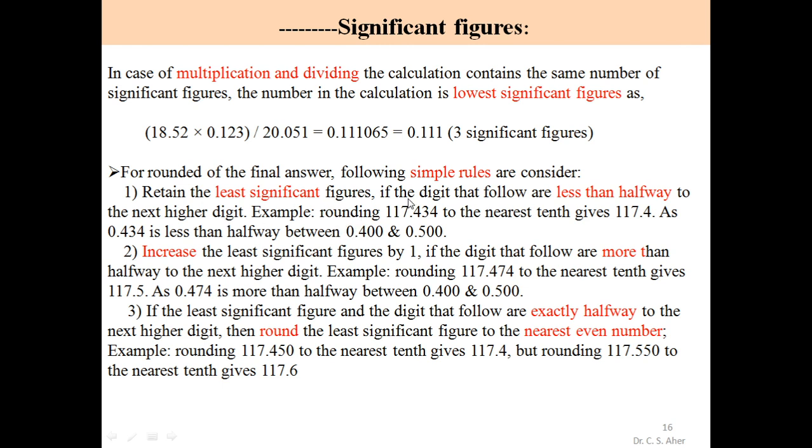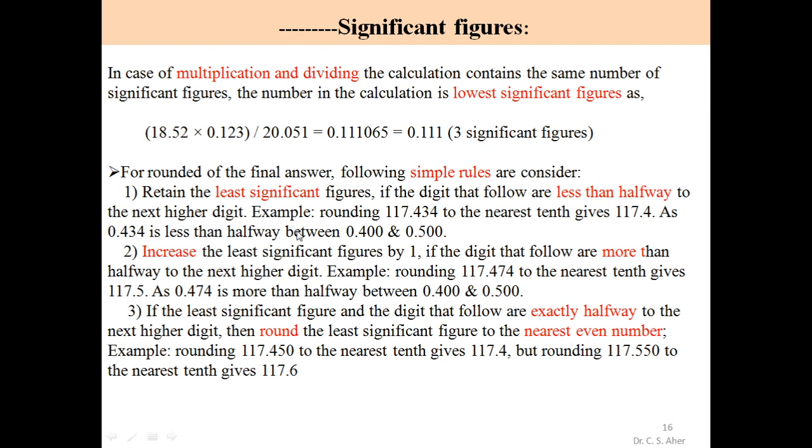For example, this point is clear. Round 117.434. If we round to 1 decimal place, what we consider is the nearest tenth, which gives 117.4. This is the final answer. This is the less-than-halfway case. How do we consider this 4? When rounding this figure, 0.434, this part after the decimal point, is less than halfway between 400 and 500. So this figure lies between 400 and 500. So which is the least?